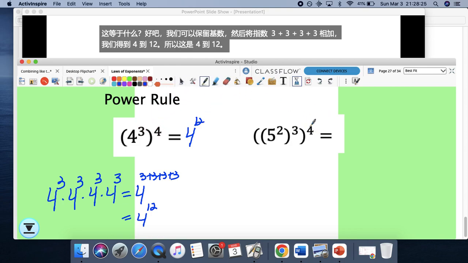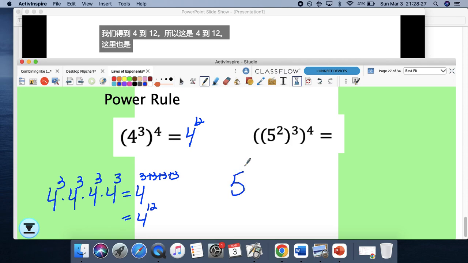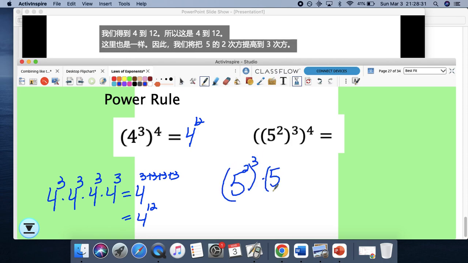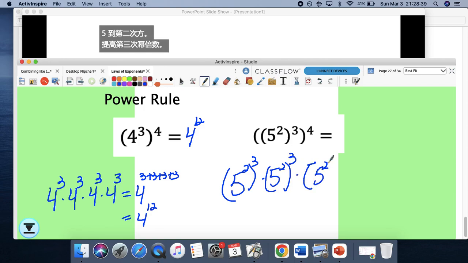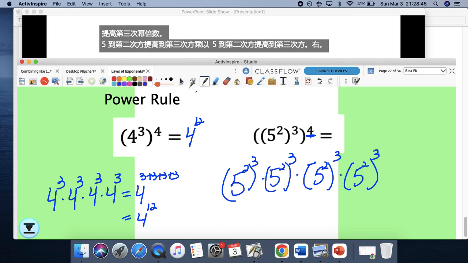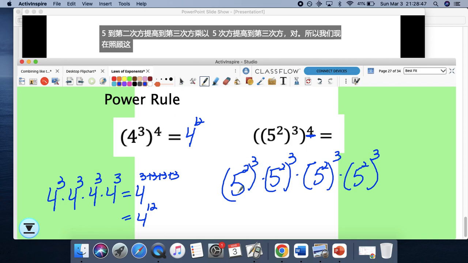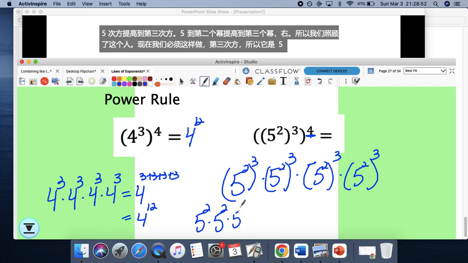Same thing here. So we're going to have 5 to the second power raised to the third power, times 5 to the second power raised to the third power, times 5 to the second power raised to the third power, right? So we took care of this guy. Now we got to do this the third power. So it's 5 to the second times 5 to the second times 5 to the second.